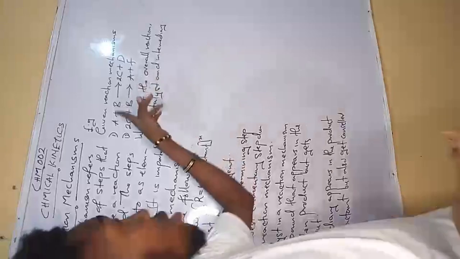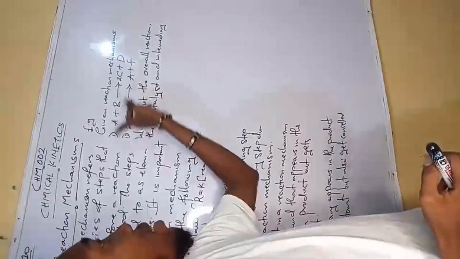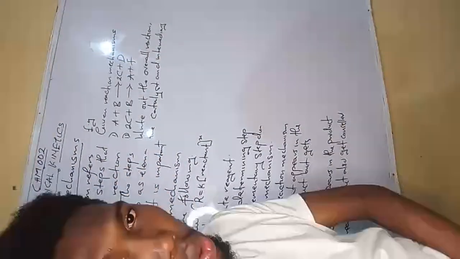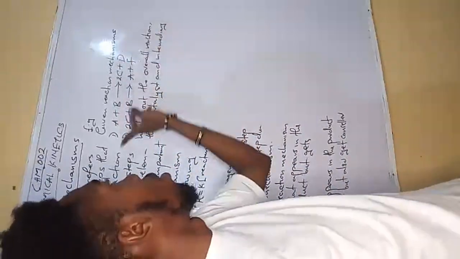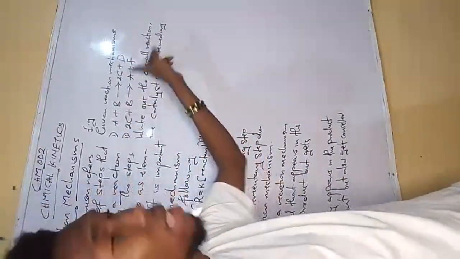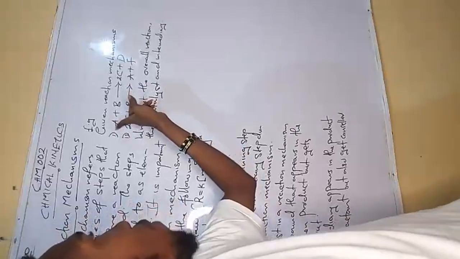Another thing they can ask you for is what is the molecularity of the first step? Now, if I may ask, what will be the molecularity of this first step? Who can tell me? What will be the molecularity of this first reaction step, elementary step? This is the first elementary step, second elementary step. What will be the molecularity of this first elementary step? Someone should tell me.